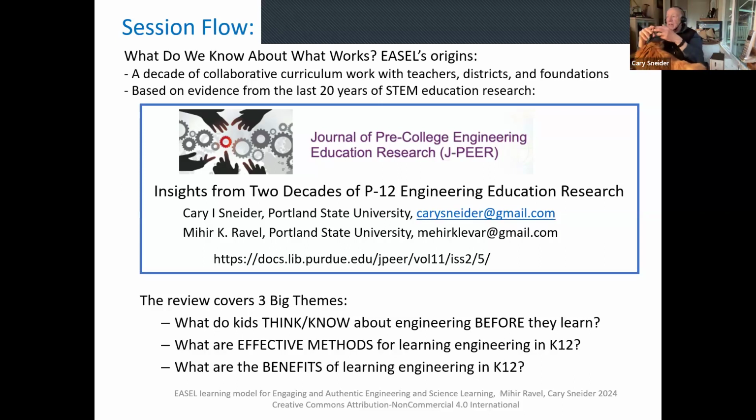So, starting about 5 or 6 years ago now, Mahir and I started going through the literature, and we reviewed about 500 research papers involving engineering education. We narrowed it down to 263 that actually had data on what kids think or know about engineering before they start learning about it, what the effective methods for teaching it at the K-12 levels are, and what the benefits of engineering as a part of science are. So let's go to the next slide, Mahir.